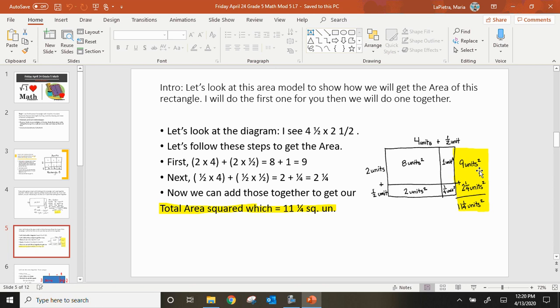We're finished with that. Now we're going to come over to the half, and we're going to say a half times a 4 equals 2 units squared. And a half times a half gives us 1/4 unit squared. When I add those up together, 2 plus 1/4, I get 2 and 1/4 units. So now I have 9 units squared and 2 and 1/4 units squared. And when I add those together, I get 11 and 1/4 units squared.